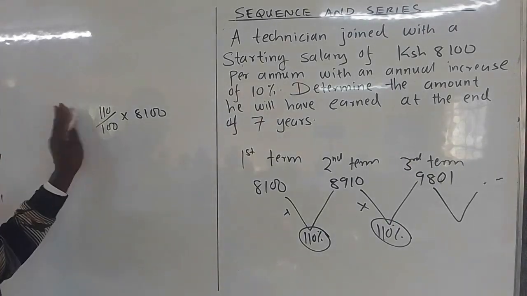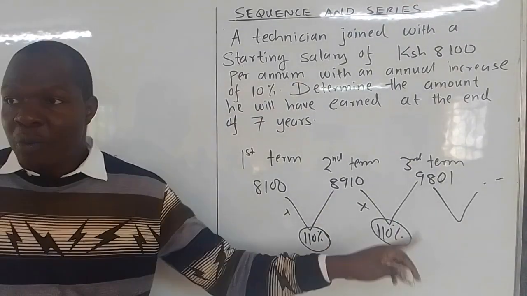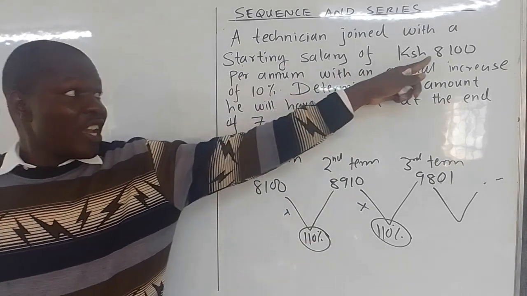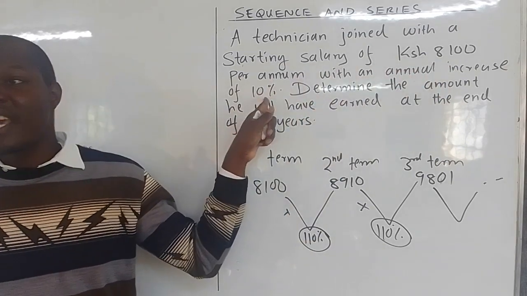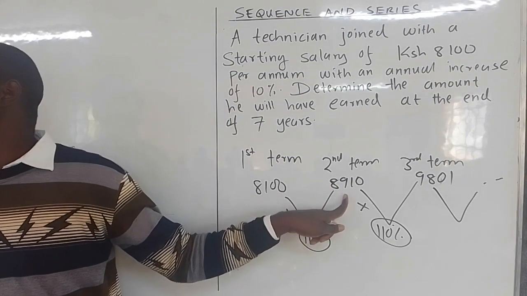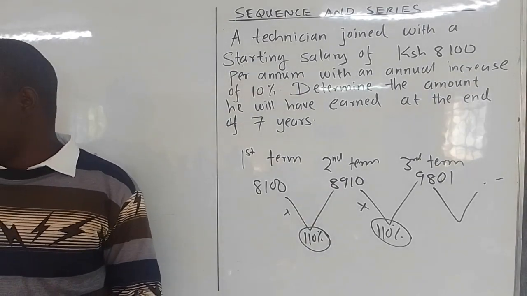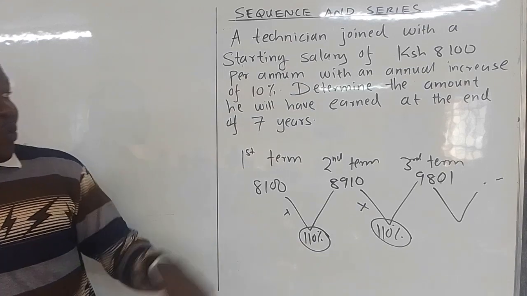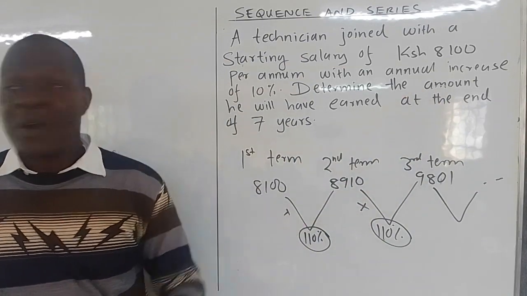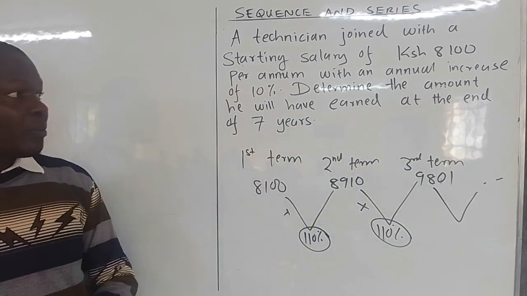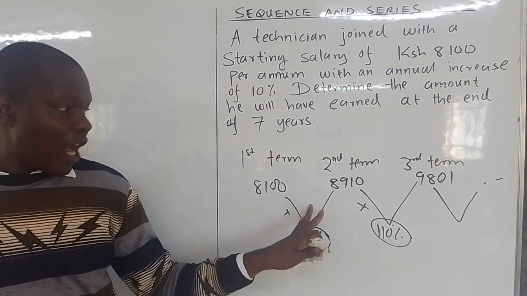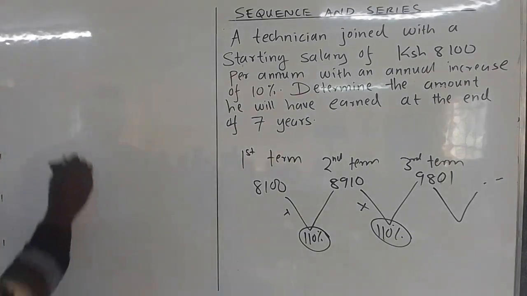So from the demonstration, we've actually seen there's a common ratio. Are we together? When you multiply 8,100 by an increase of 10%, you are just showing us the increase, but we are interested in what will be the annual salary at the end of that year, isn't it? Because what is required is the amount. So we are forming a series of the amount, isn't it?